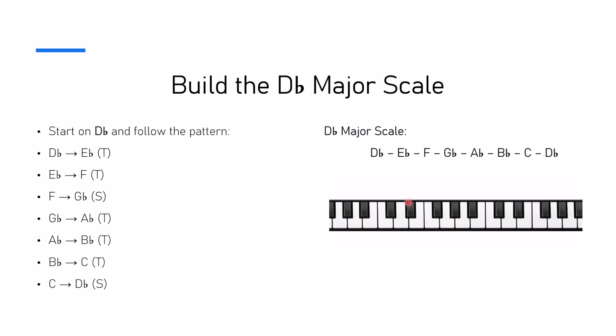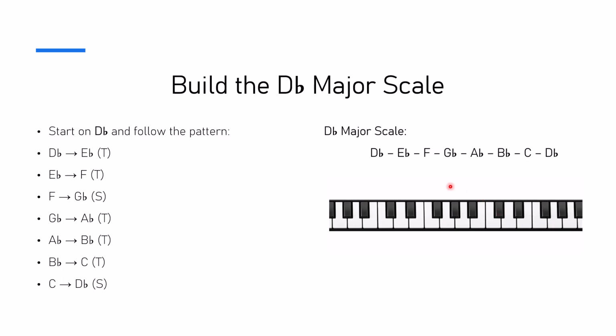Let's look at it on the keyboard. D flat. Don't forget, we are following that pattern: tone, tone, semitone, tone, tone, tone, semitone. This is D flat. Between D flat and E flat is a tone. Between E flat and F is a tone. Between F and G flat is a semitone. Between G flat and A flat is a tone. Between A flat and B flat is a tone. Between B flat and C is a tone. And between C and D flat is a semitone.